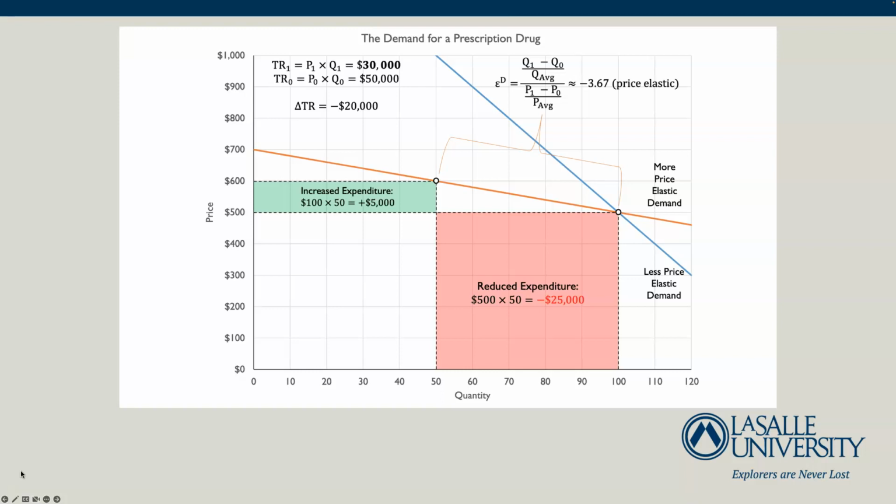So in this case, the reduced expenditure from the reduction in quantity demanded more than offsets the increased expenditure from the price hike, and total revenue on net is falling by $20,000 because of that price increase. And this is principally because demand between those 2 points on this new demand curve is price elastic. If we use those figures for quantity and price, we would see that the price elasticity of demand in absolute value is much greater than 1, and that's therefore price elastic between those 2 points.